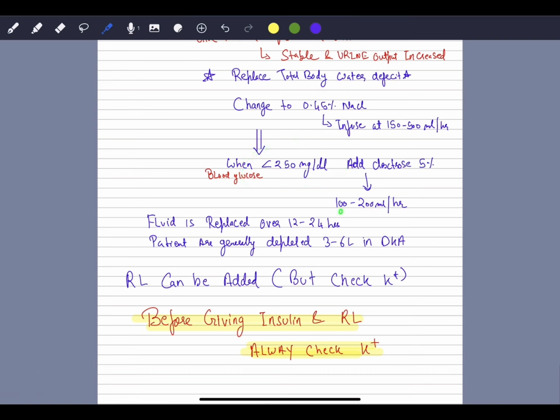Now the fluid is replaced over 12 to 24 hours. Patients are generally depleted 3 to 6 liters in DKA. You can also give RL, which contains potassium. So before giving RL, you need to check the serum potassium level. And also before giving insulin, you need to check the potassium level.